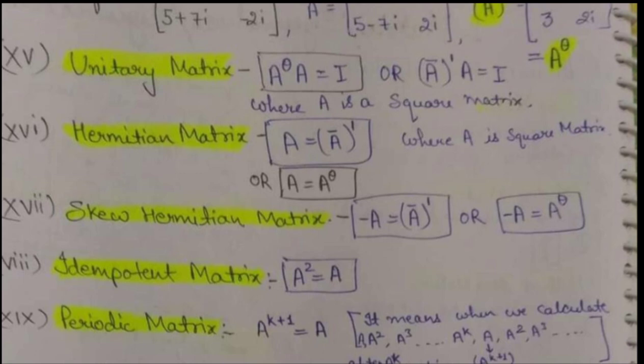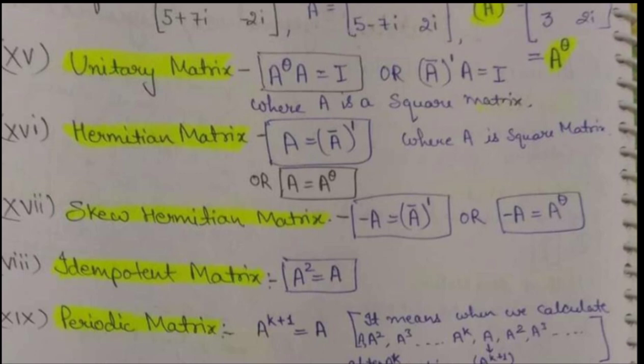Clear? Next thing, if we talk about the Skew Hermitian matrix, in that case the transpose of the conjugate of the matrix will be equal to minus that matrix. If any matrix satisfies this condition, then you will say it is a Skew Hermitian matrix.